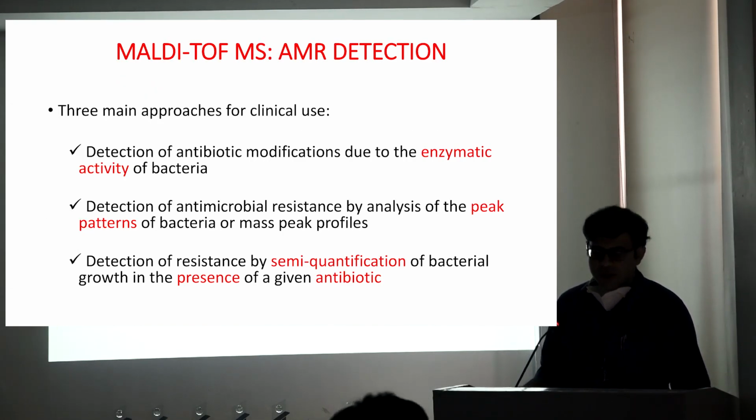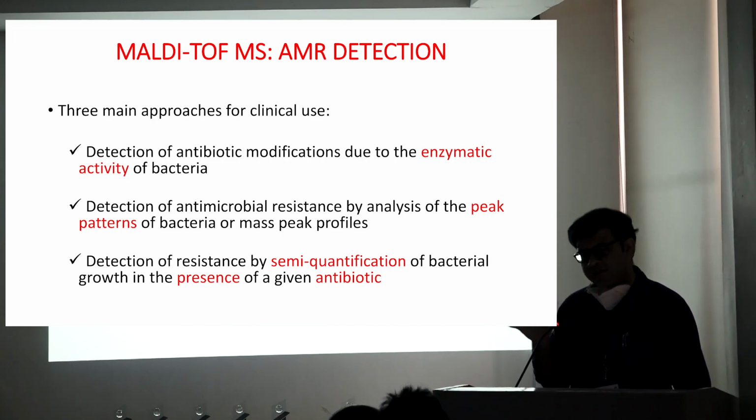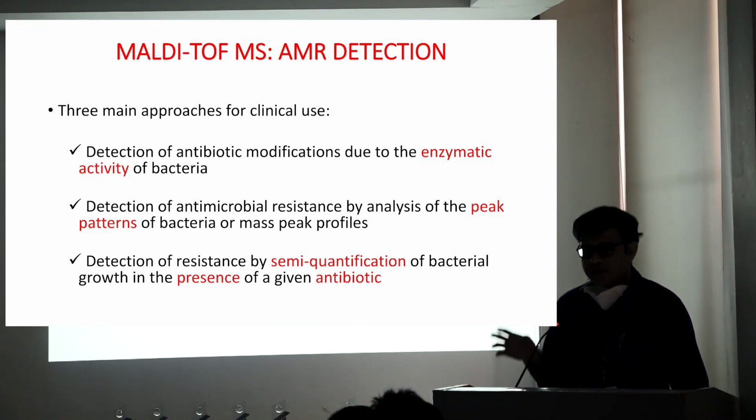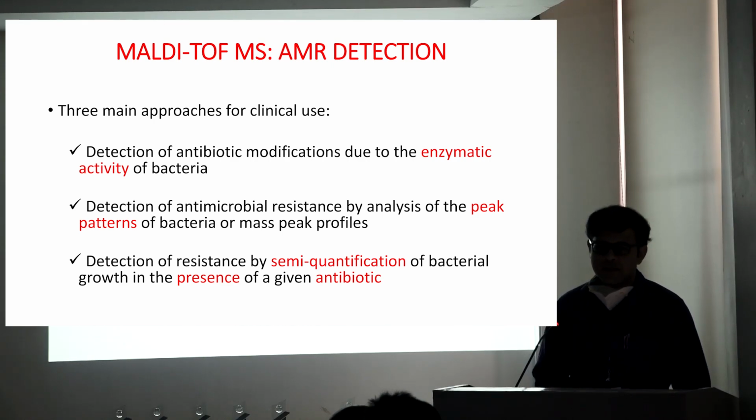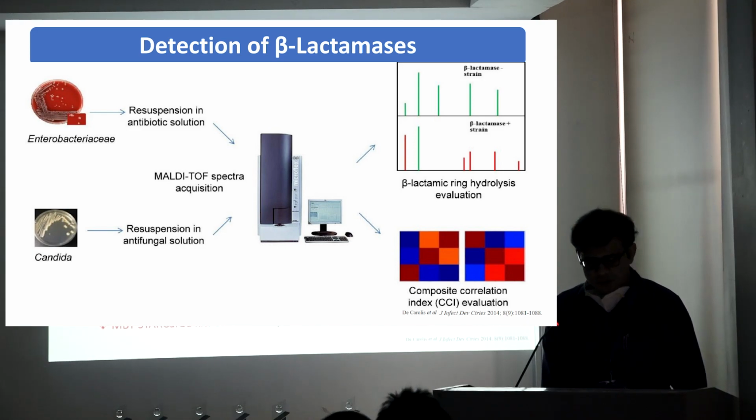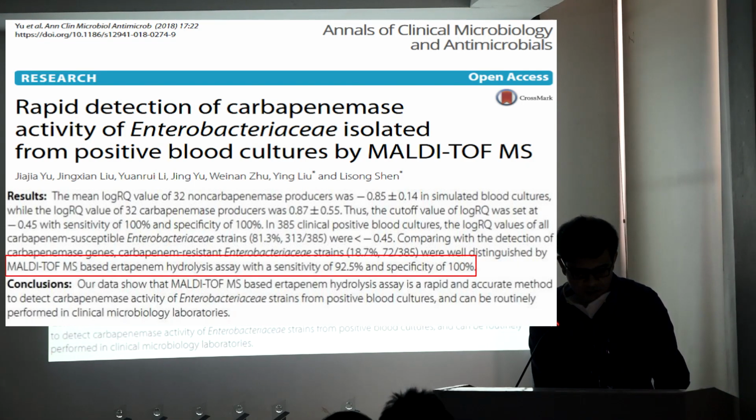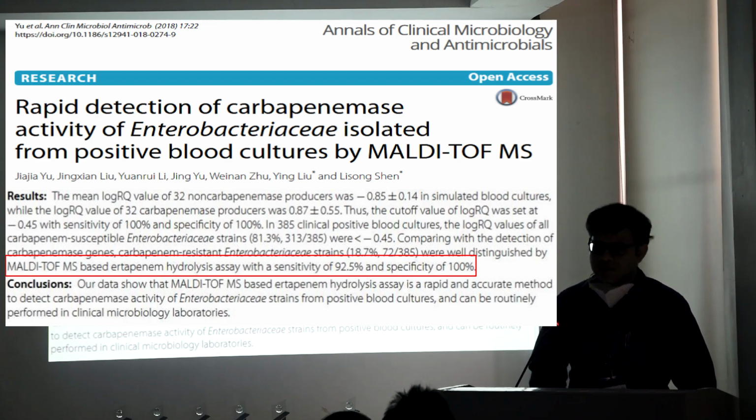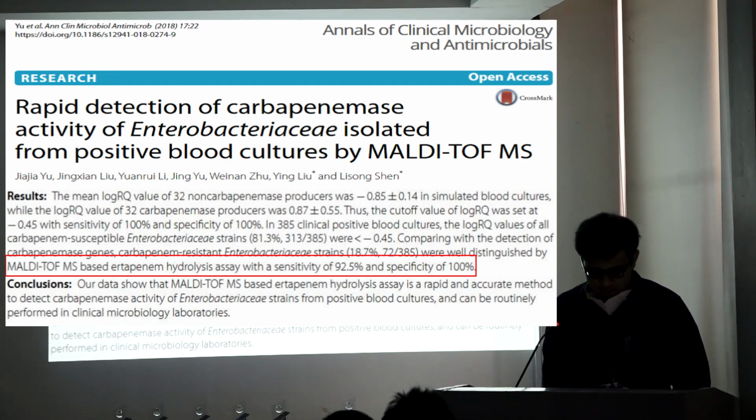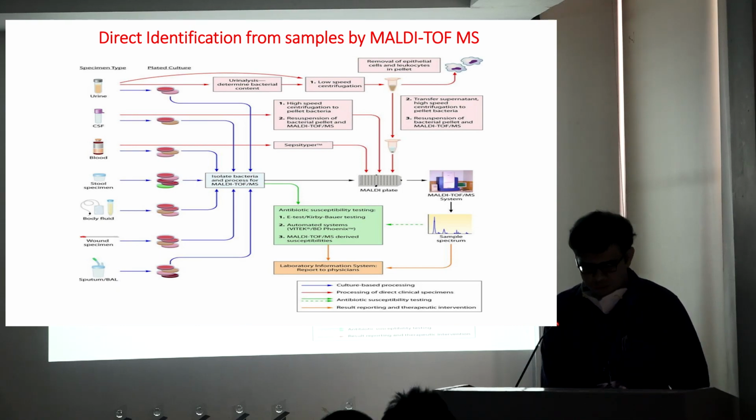Okay, so you can even detect antimicrobial resistance, not exactly the gene, but whether that particular enzymatic activity is present in the bacteria. So that is one important thing. Detection of beta-lactamase is possible, and that is usually done by the ertapenem hydrolysis assay. So whether that clinical isolate is sensitive to carbapenem or not, you can get it done from the MALDI-TOF. So they are trying to bring this concept directly from the sample.